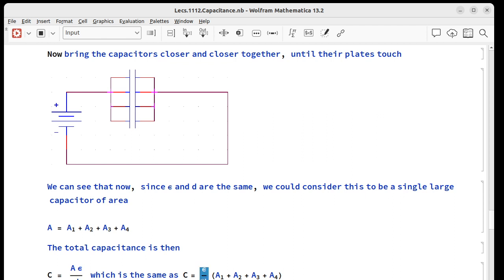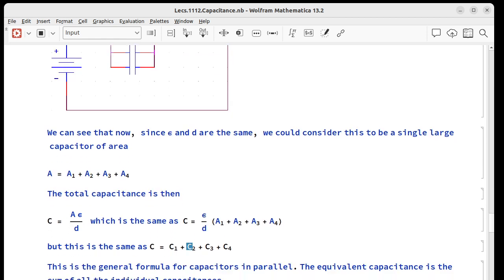We could write that as epsilon over D times the sum of the four areas. But I could write this as the sum of the four capacitances because epsilon over D times A1 is C1. Epsilon over D times A2 is C2, etc. This is the general formula for how we combine capacitors in parallel. Their equivalent capacitance is the sum of all the individual capacitances. This also means that the final capacitance has to be larger than the largest individual capacitor that made it up.